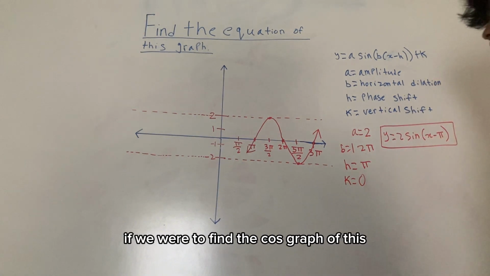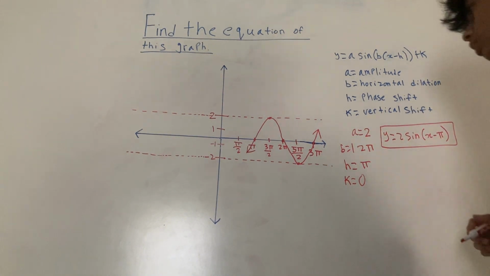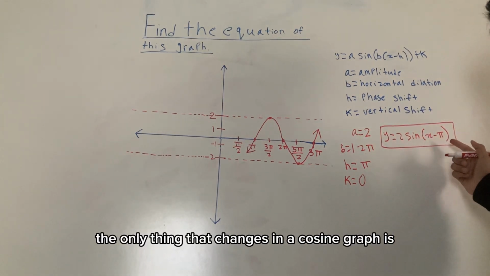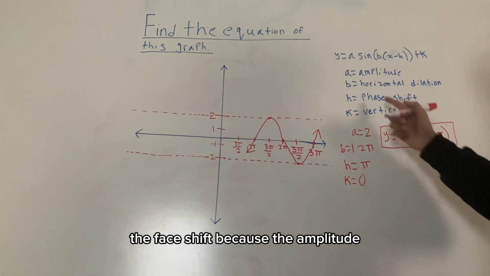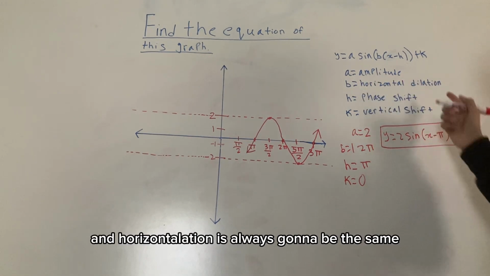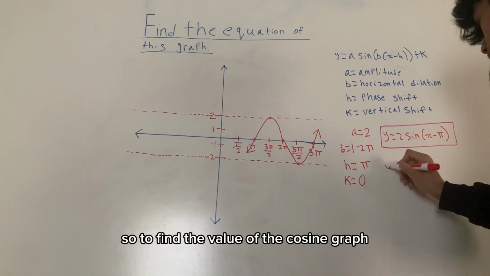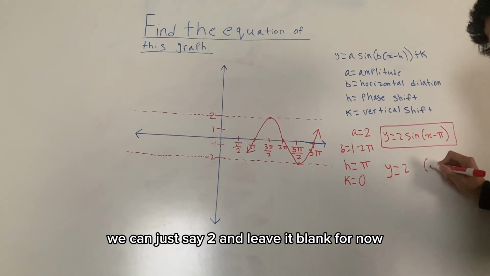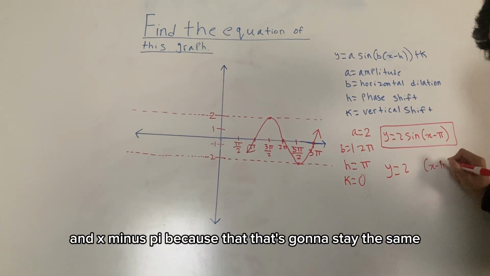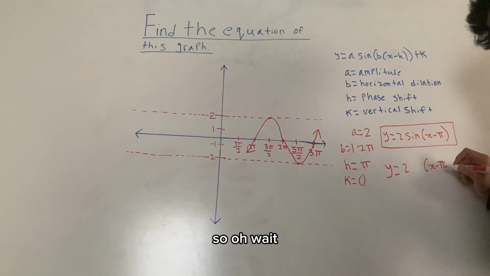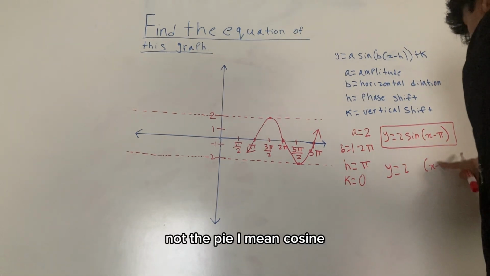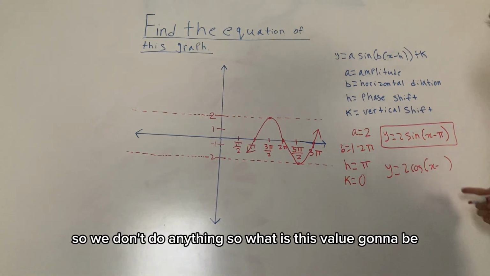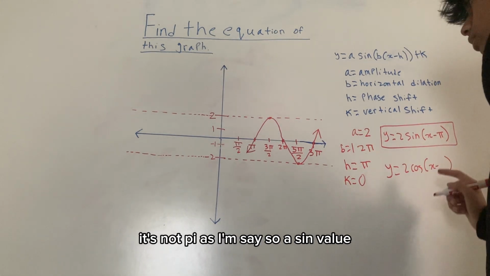And now let's say if we were to find the cosine graph of this. So you can say the only thing that changes in a cosine graph is the phase shift, because the amplitude, vertical shift, and horizontal dilation is always going to be the same. So to find the value of the cosine graph, we can just say 2 and leave it blank for now, and x minus pi, because that's going to stay the same. So, oh wait, not the pi, I mean cosine, and plus 0, so we don't have to put anything. So what is this value going to be? It's not pi, that was a mistake.